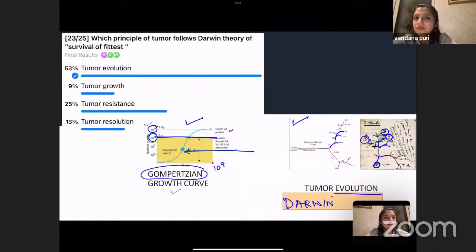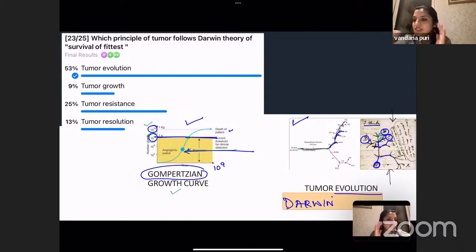Okay, so the next question was on Darwin's theory. This is a repeat question which was asked long back in JIPMER. This is an important concept that you have to remember. There's a difference between tumor evolution and tumor growth. Tumor evolution means how does the tumor change with time, how does it evolve? This follows Darwin's principle. That is, first a mutation occurs, and then it changes to another depending upon how many passenger mutations it is acquiring. The first mutation that causes cancer is the driver mutation, and it is the first change that causes the cancer. This is the Darwinian principle which is written here.